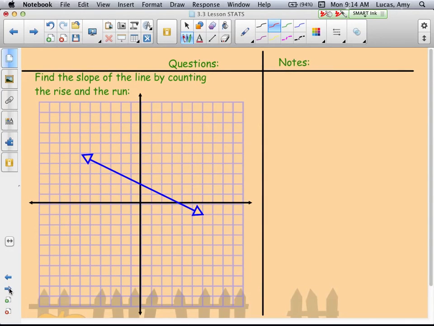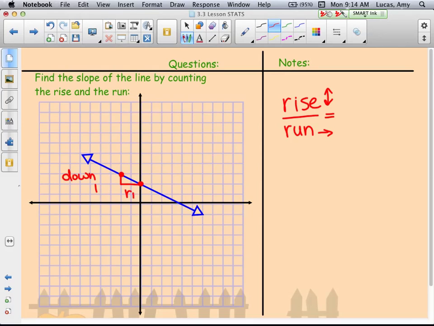Okay, another one where I need a couple of good points. This point looks good, this y-intercept point. And then I think this point looks pretty good as well. So my slope is rise over run. This line is going downhill from left to right, so I'm expecting it to be a negative slope. So if I count it, starting at my point on the left, I'm going to go down 1, and then over 2 to the right. So down 1, right 2. Down 1 means negative 1, right 2. So my slope is negative 1/2.